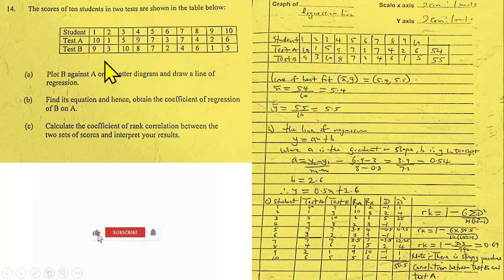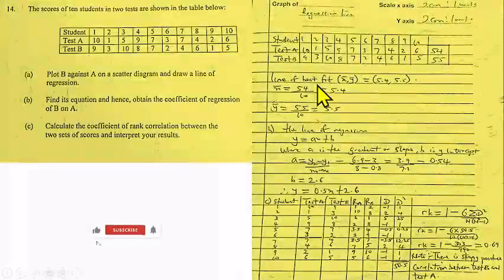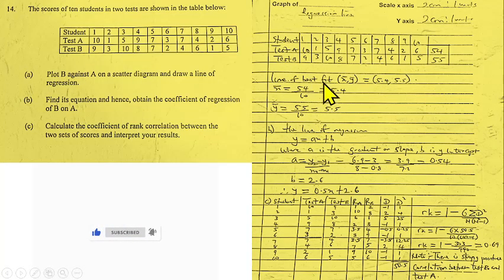We are not told in the question, but the question said that we have to plot B against A. So that means our B will be on the y-axis and our A will be on the x-axis, so test A is on the x-axis. If you sum it together, you have 54 divided by 10, that gives 5.4. That will be the mean of x. Then for the mean of y, that's our test B. Add it together, that gives 55, divided by 10, that gives 5.5. So the point where the line of best fit will pass through is (5.4, 5.5).